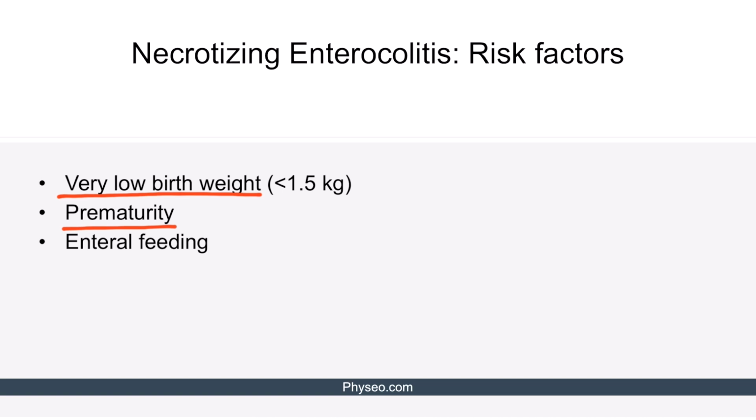This is because premature infants with very low birth weight have an immature immune system and insufficient gut colonization with beneficial bacteria. Therefore, the gas-producing bacteria overgrow in the GI tract and penetrate the GI walls. Enteral feeding has also been associated with necrotizing enterocolitis.